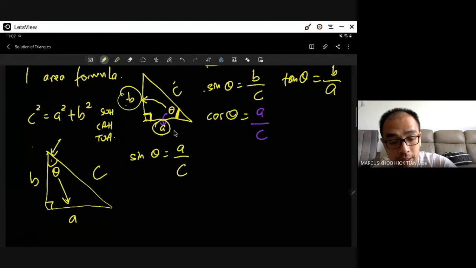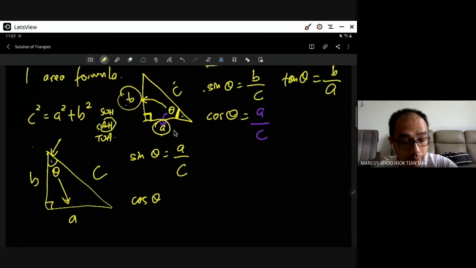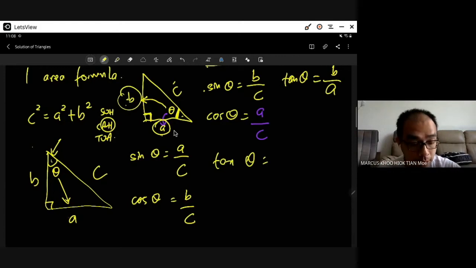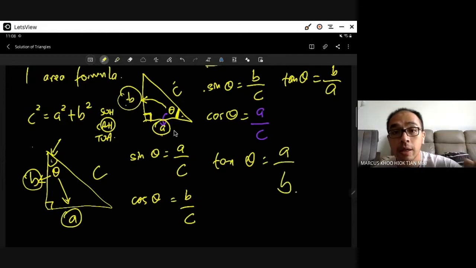Look at the difference. If my angle is here, then it's B over C. My cos theta, cos is adjacent divided by hypotenuse, so it's B over C. And then my tangent theta will be opposite A divided by adjacent B, so it's A over B. So when we use this, everything depends on where the angle is. If the angle is up here, the values of sine, cos, and tangent will be different from when the angle is down here.